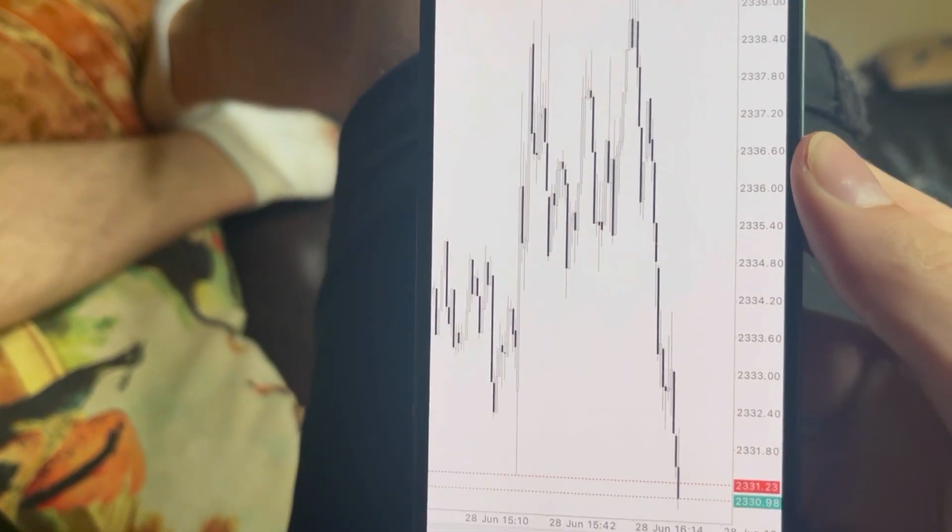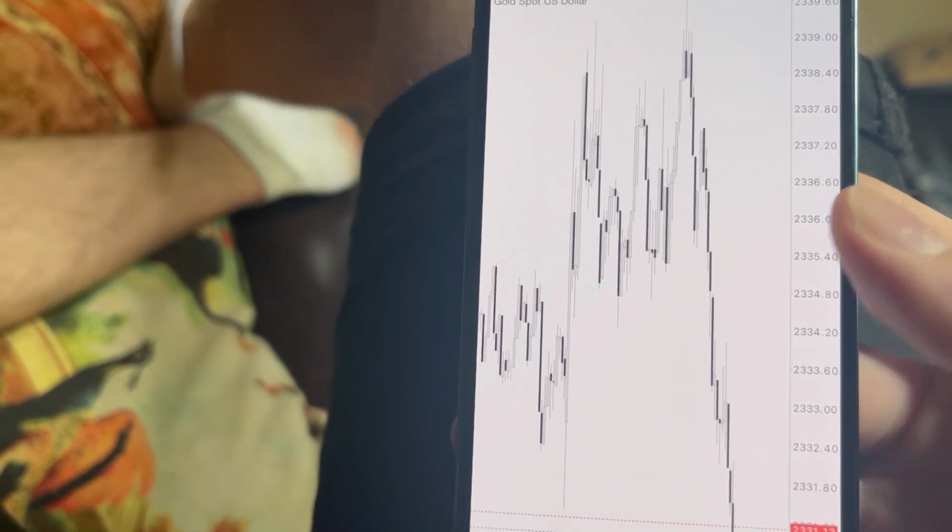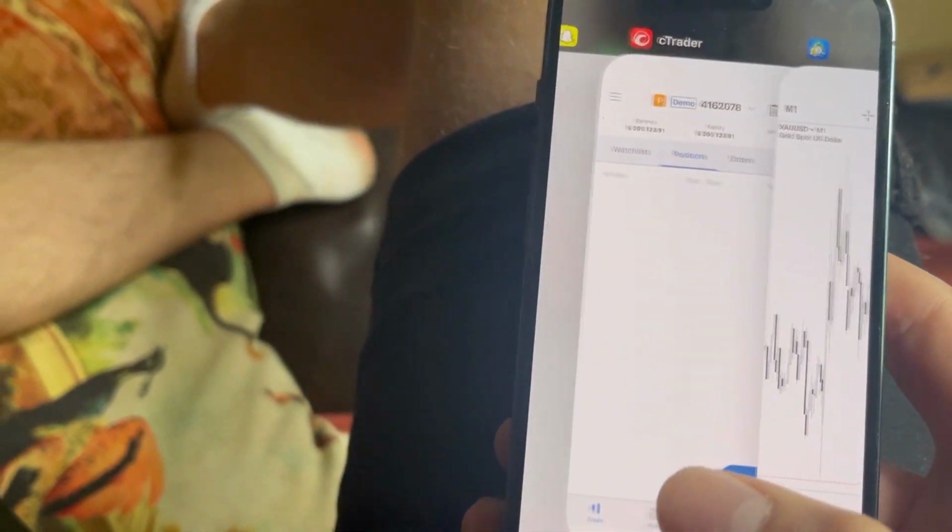As you can see, the entry was there, perfectly in that imbalance. Target's hit, if you guys want to know. That is about 60 pips. So, beautiful stuff. As you can see, closed out on here.